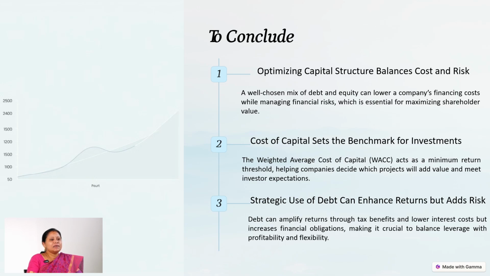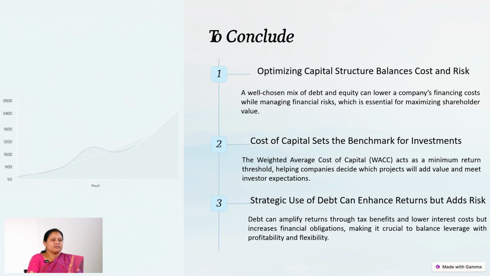Cost of capital sets the benchmark for the investments. Next, the cost of capital, especially the WACC, is a critical benchmark for making investment decisions. It represents the minimum return a company needs to achieve on its investments to satisfy both debt holders and shareholders. If a project or investment exceeds the weighted average, it can increase shareholders' value.